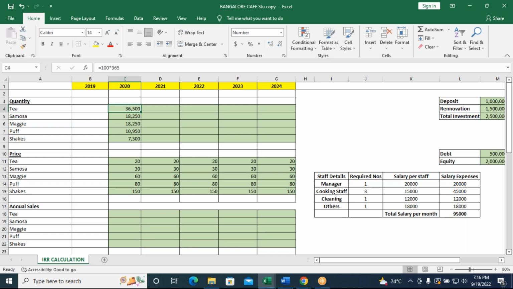Everyone understood with this, or you want me to explain it once again? Here I am making the calculation of quantity into number of days. Understood? Yes, ma'am. Okay, so now let's see the next one.